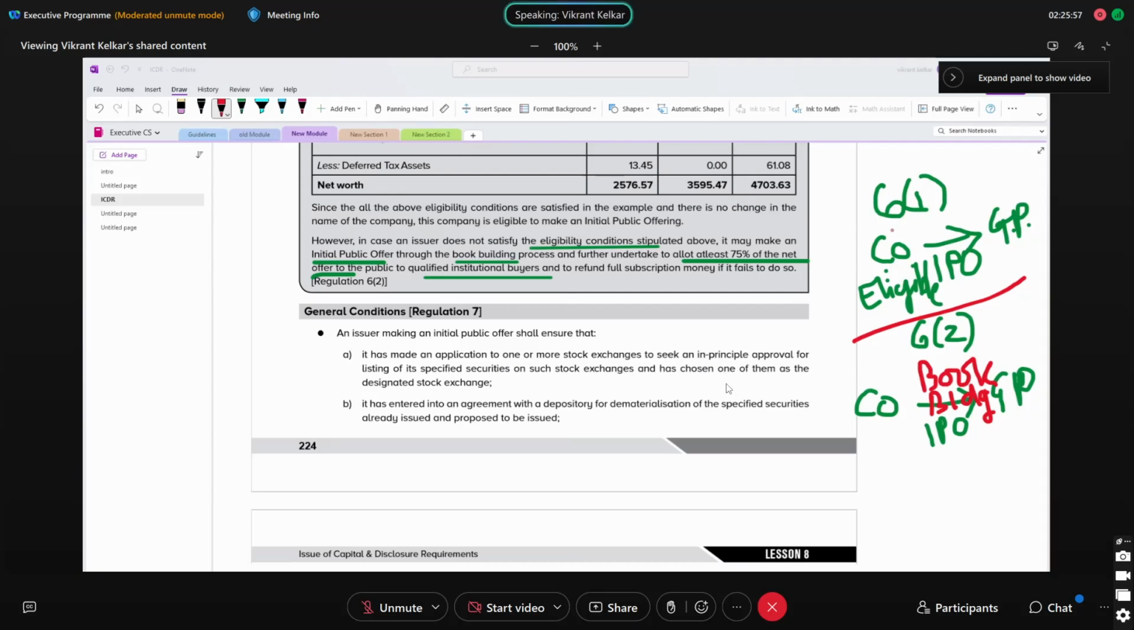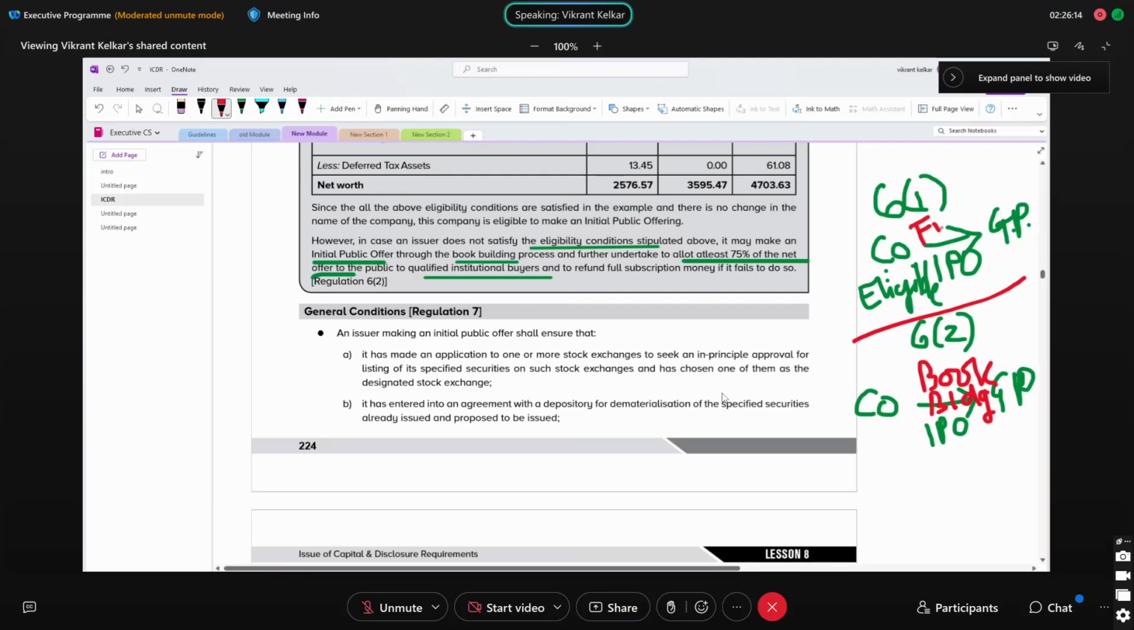संजय, whether under 6(1), if the company is fulfilling all the conditions, whether this kind of book building is optional? Yes, it is not compulsory. उसको चाहिए तो बुक बिल्डिंग करे, नहीं तो ना करे, डायरेक्टली बेचे. कैसा हो सकता है? That is called as what?